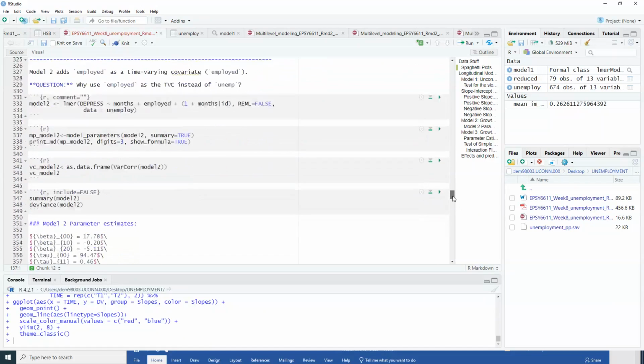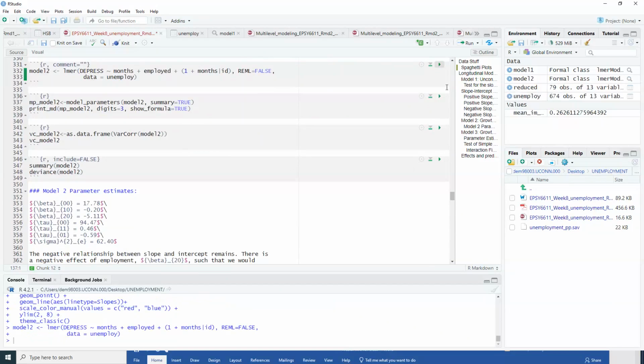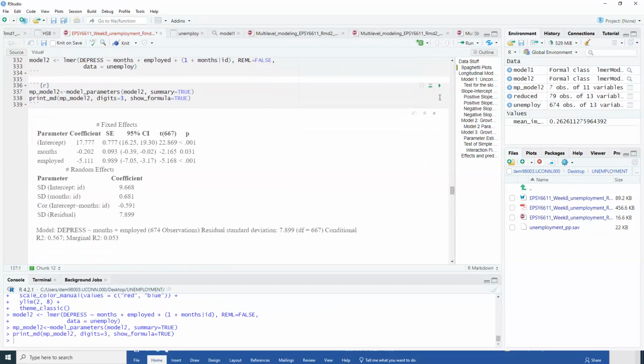So what does this look like? Here's what it looks like in R. I've got depression as a function of time and employed. I don't have an interaction yet, and the same random effect structure, because I'm not adding a random effect for employed here. So let's run this. And I did a fancy output here, so pretty. Now let's make sure we can interpret this, and then we'll go to the interaction.